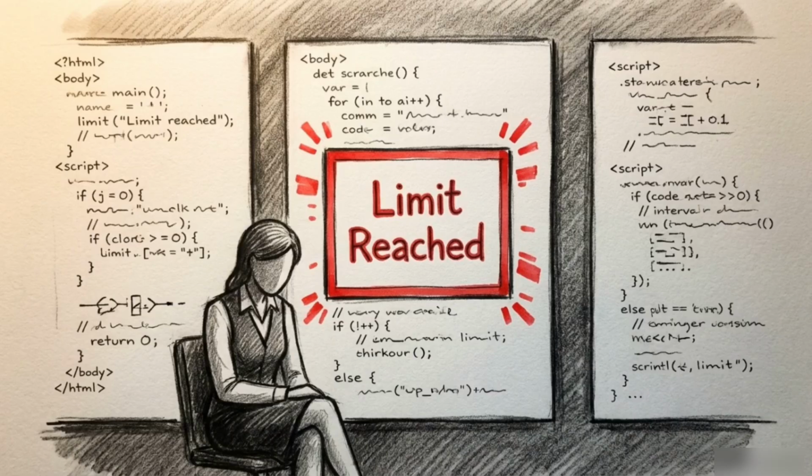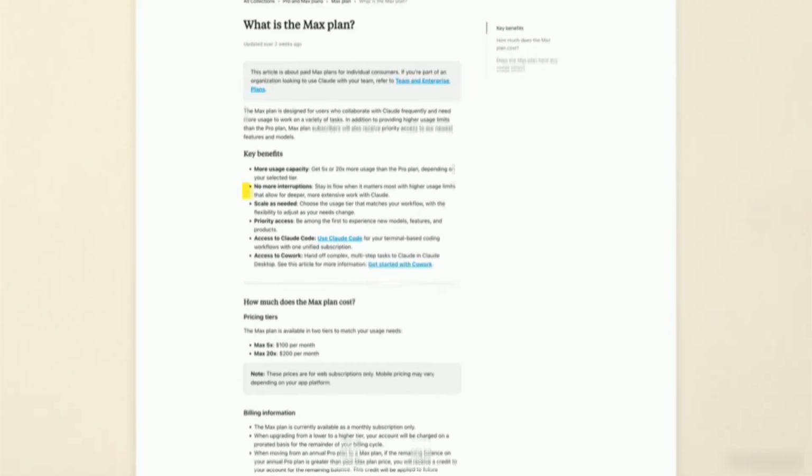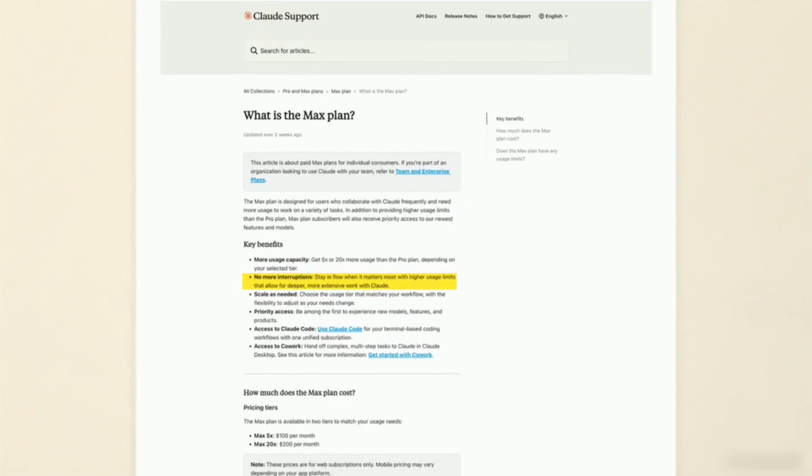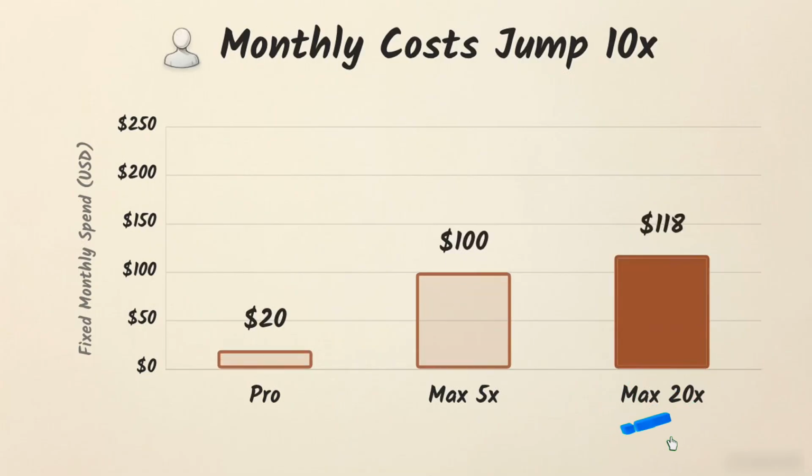That is exactly who the Max plan is built for. Looking at the pricing structure, Max comes in 2 tiers: 5x at $100 a month and 20x at $200. The primary benefit is workflow continuity, eliminating rate limit interruptions during aggressive coding or research sprints. But that workflow continuity comes with a massive jump in fixed monthly costs.